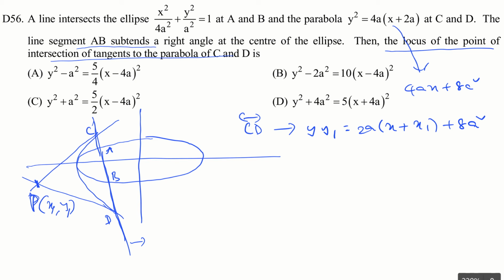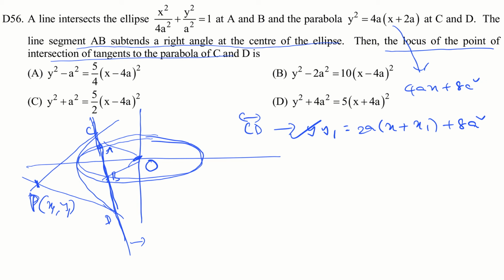the line segment AB subtends a right angle at the center of the ellipse, which is nothing but the origin. So you have a curve, a line is intersecting the curve in points A and B. The points of intersection are joined to the origin. So that is the concept of homogenization. So we homogenize the ellipse equation with the help of this CD line equation, and then we know that the coefficient of x square plus the coefficient of y square will be 0 in the resulting equation.